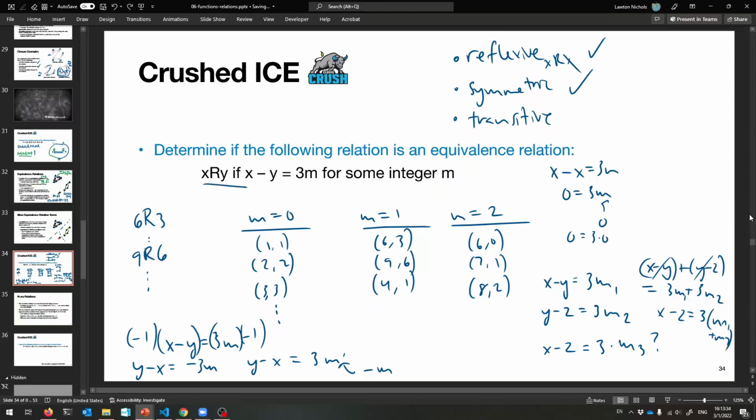And that's all I needed for x to be related to z. So it looks like it's also transitive. Did you follow that? There's a lot going on there, a lot of math necessary, but we did it. We just proved that this was an equivalence relation. And that means everything that's related to the other thing is equivalent.